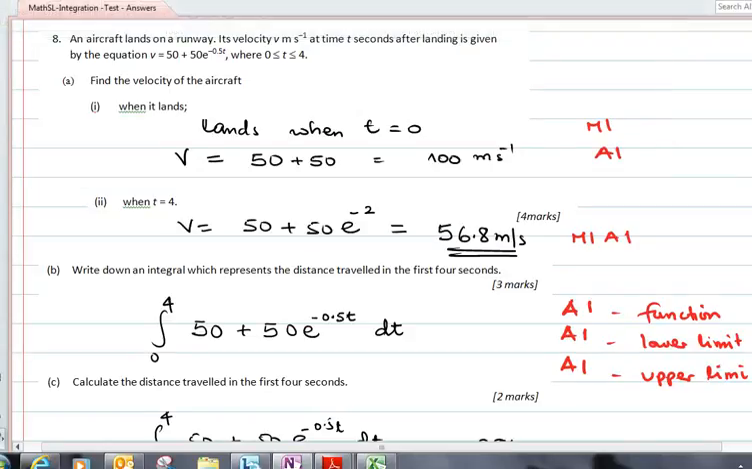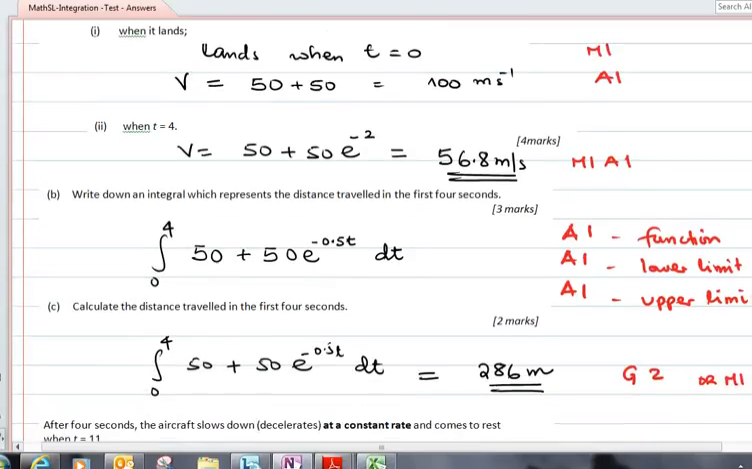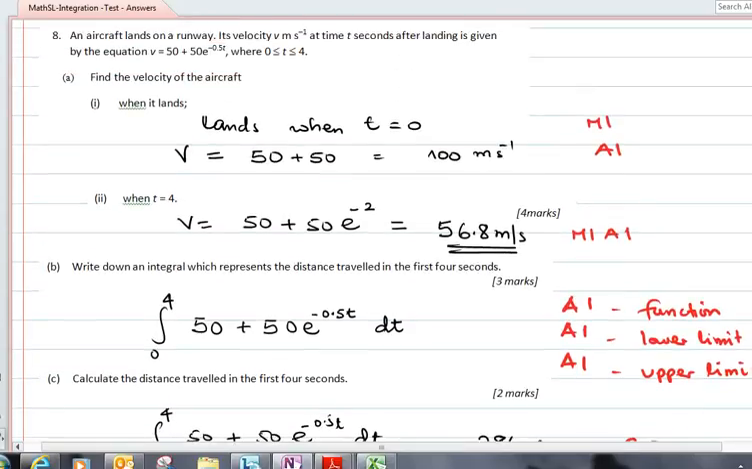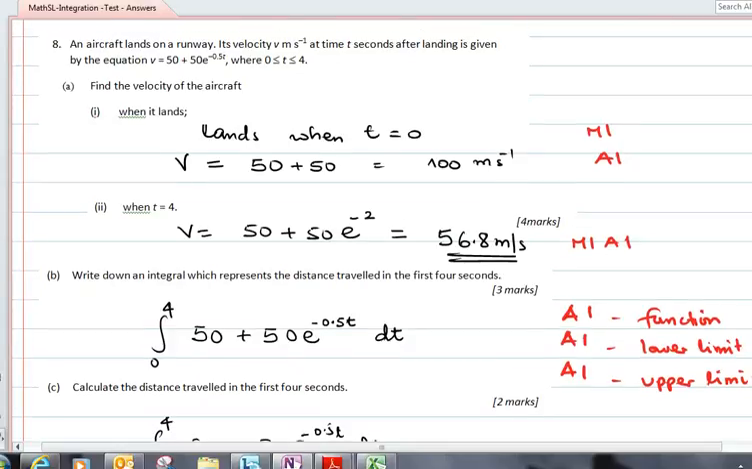Okay, question 8 is probably one of the least well done questions in this whole test, so I would like to talk you through the points as they were marked, and hopefully it will make some sense to you. The question is about an aircraft that is landing on a runway, and the velocity has been given by the equation 50 plus 50e to the negative 0.5t, and t runs from 0 to 4. That is crucial, especially in the later part of the question when this velocity will change.